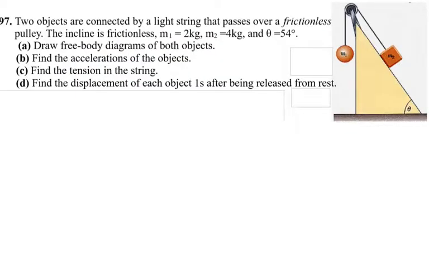Here's another question. The mass M1, the one that is on the left, is 2 kg, and the mass M2, the one that is on the right, is 4 kg, and the angle with the horizontal is 54 degrees. Draw the free body diagram for both objects. Find the acceleration of the objects and the tension in the string. Find the displacement of each object 1 second after being released from rest.